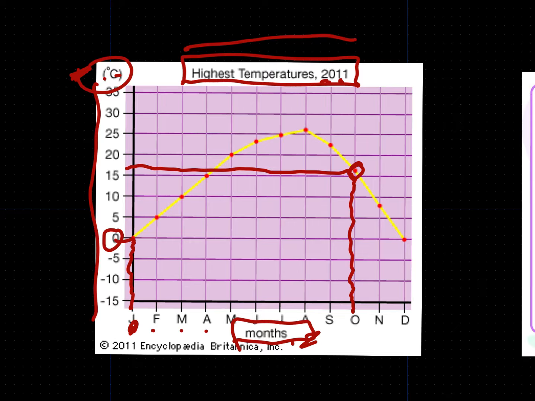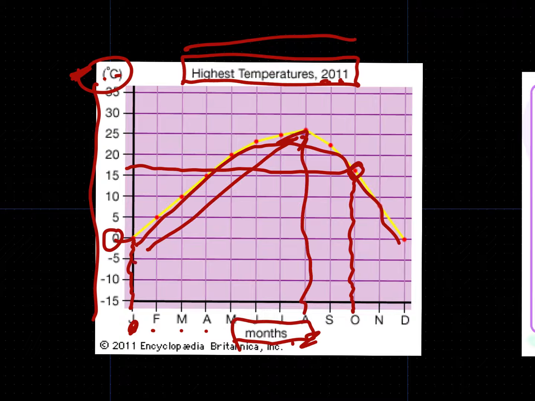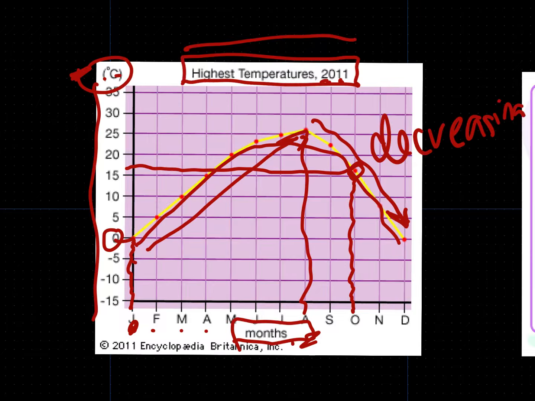So that's how we're going to read a graph. And then when we want to identify a trend, we can look at the overall shape of the line here. So we can say that in 2011, temperatures were increasing from January until August. And from August until December, temperatures were decreasing. That's the trend we're seeing here.